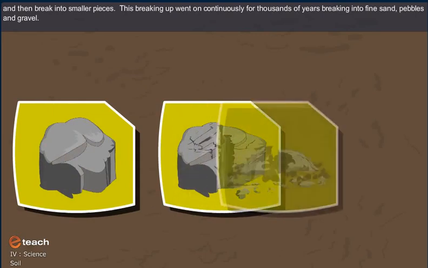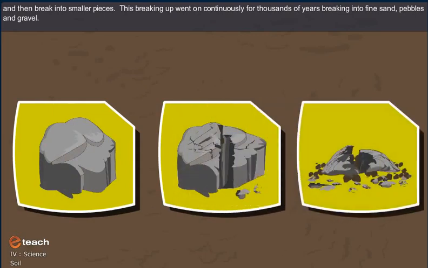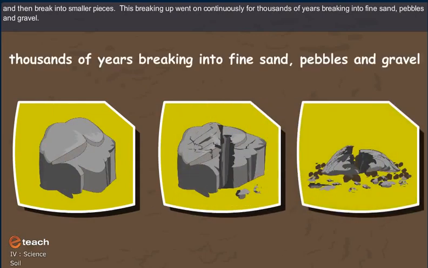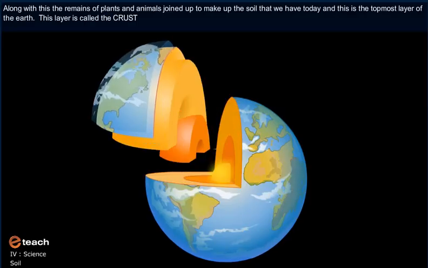This breaking up went on continuously for thousands of years, breaking into fine sand, pebbles, and gravel. Along with this, the remains of plants and animals joined up to make up the soil that we have today, and this is the topmost layer of the earth. This layer is called the crust.